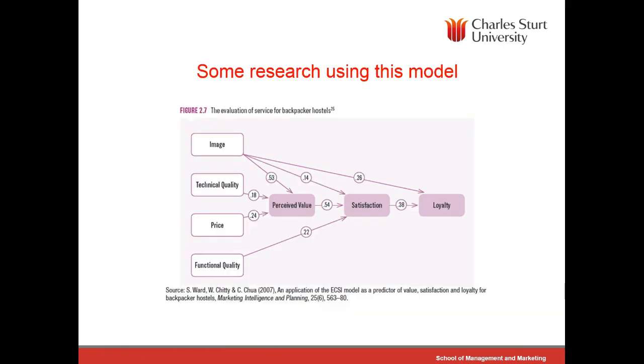Here's some research I was involved with a few years ago, under a previous name, with one of the textbook authors. The technical quality here is the aspects of the backpacker's room, price. Functional quality is the personal service, and you can see that satisfaction is determined by perceived value, which in turn is delivered by price, technical quality, and reputation. And image, of course, affects loyalty to some extent, but satisfaction then drives future loyalty. That's whether somebody would stay in the backpackers hotel. So functional quality here, how you're treated in the backpackers hostel, doesn't drive value, but it's important in whether you're satisfied and therefore will come back.